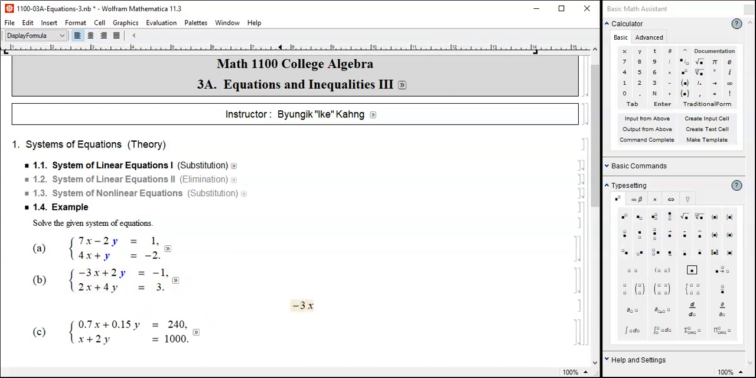So negative 3x plus 2y equals negative 1. So flip this negative 3x to the other side. 2y equals 3x minus 1. y is 3x minus 1 divided by 2.